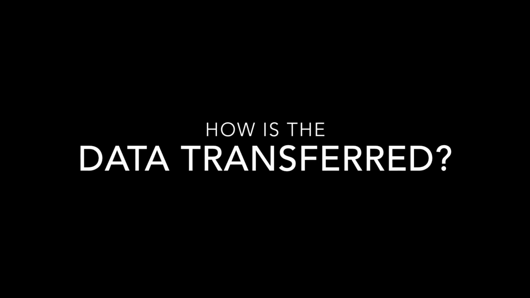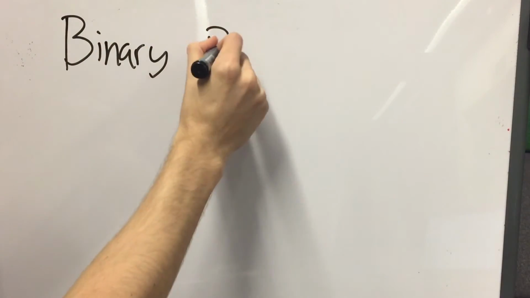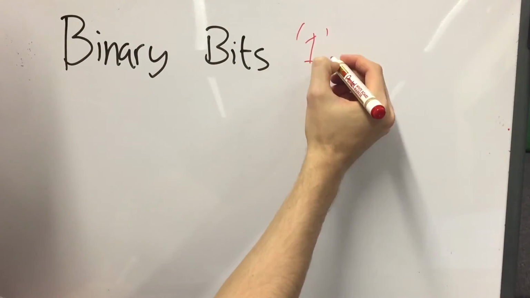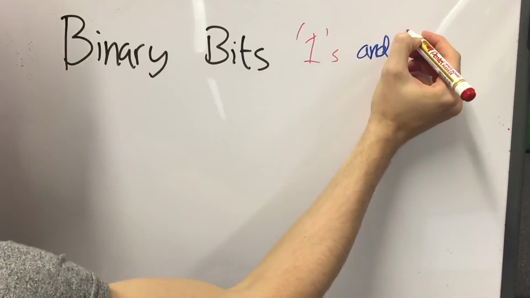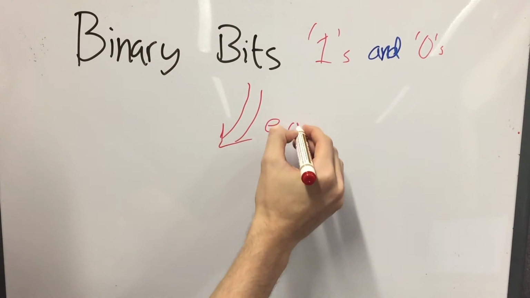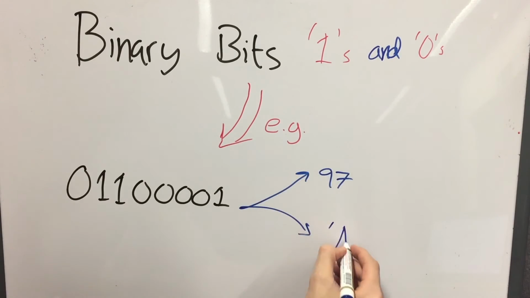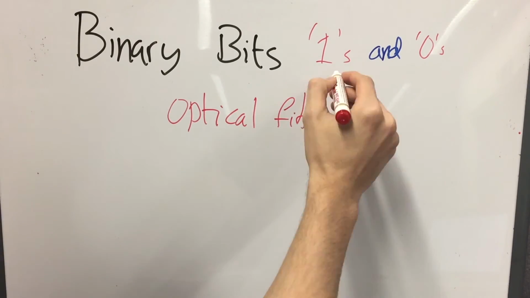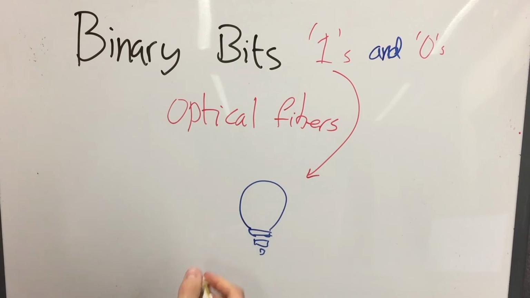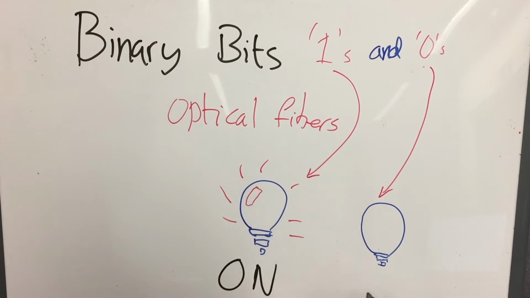How is the data transferred? Data is transferred by digital signals, which are discrete values that consist of binary bits of ones and zeros. For example, the following binary code could represent the number 97 or the letter A. So in the case of optic signals, 1 represents the lights being on and 0 represents the lights being off.